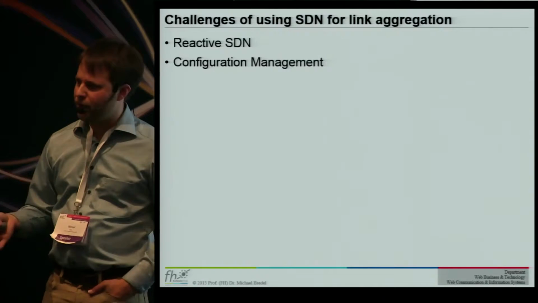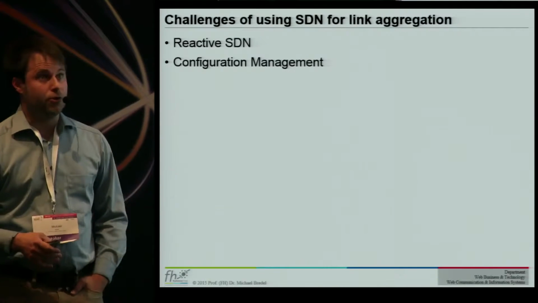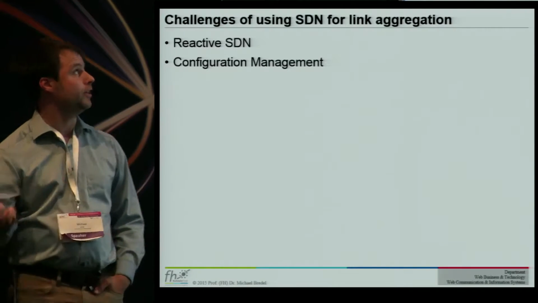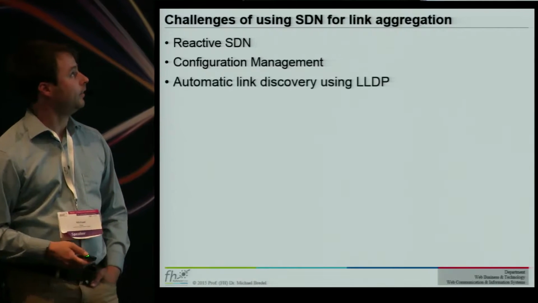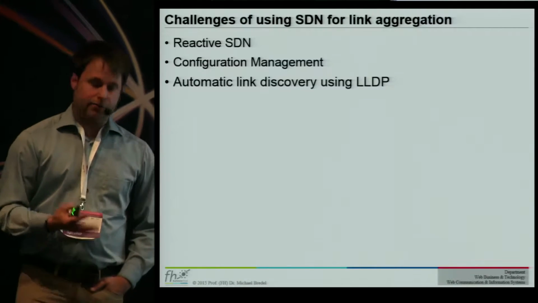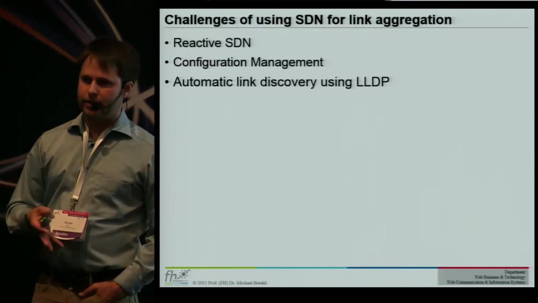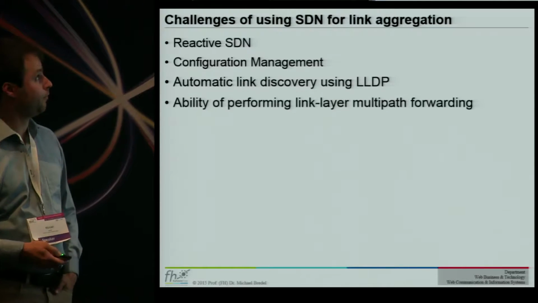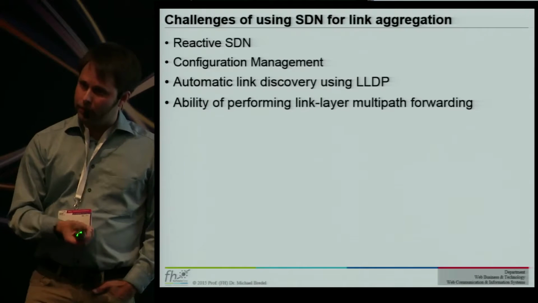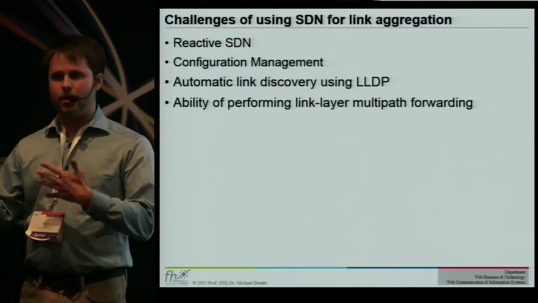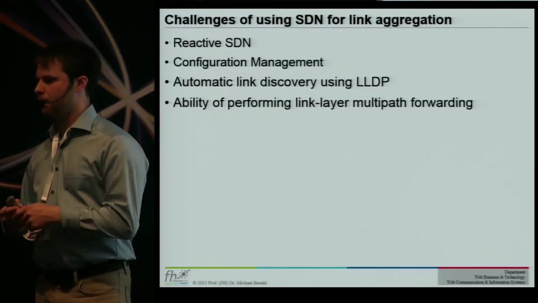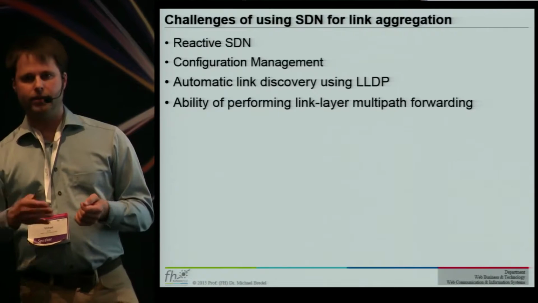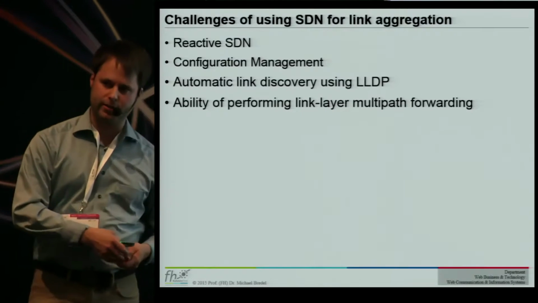Then you need to have some configuration management. That's kind of very obvious. Unfortunately, most of the research or experimental SDN controllers don't have that, so you need to create that, for example, in Floodlight. Then you need to have automatic link discovery using Link Layer Discovery Protocol. Most of the SDN controllers ship with that already, so it's there. You need to have the ability to perform multipath switching, so you need to be able to send the packets on different ways from a source to a destination.